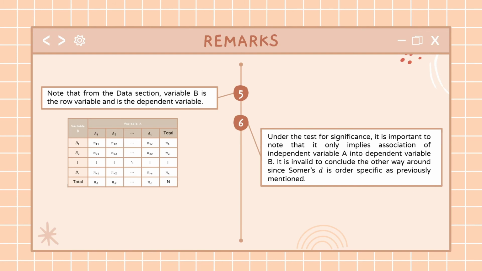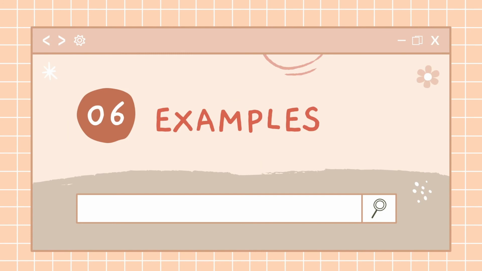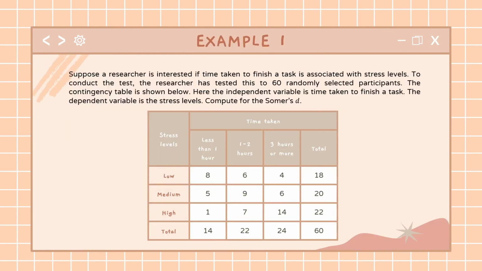Kaya, make sure natin na kapag nagsusomers' D tayo, particular tayo sa ordering. Kasi, yung interpretations natin is mag-iiba depende sa order niya. More on this later, makikita natin ito sa next example. So, ito na yung examples.